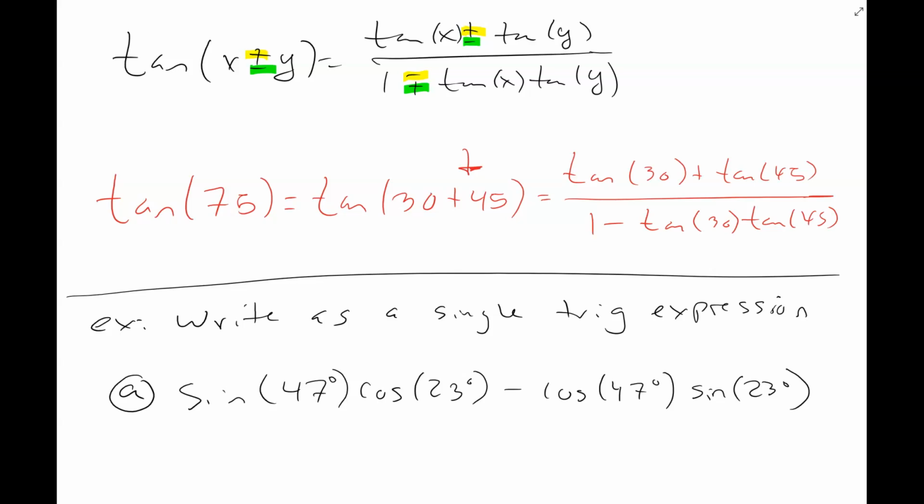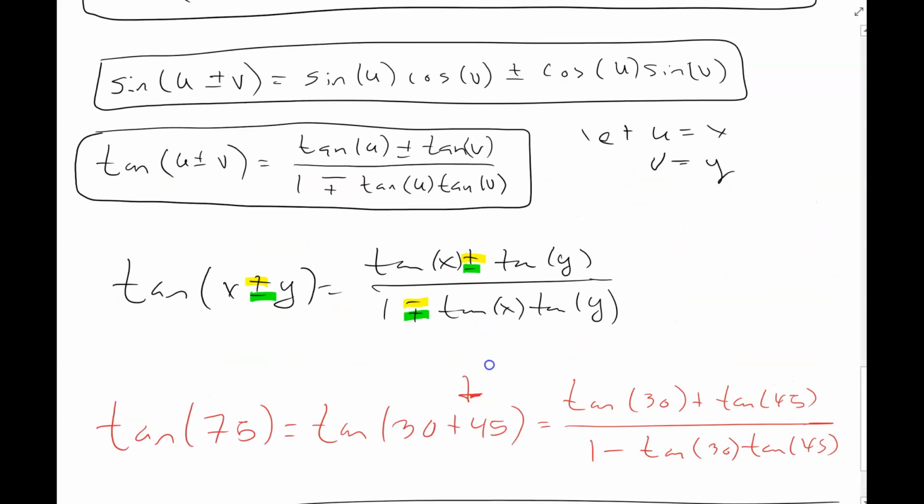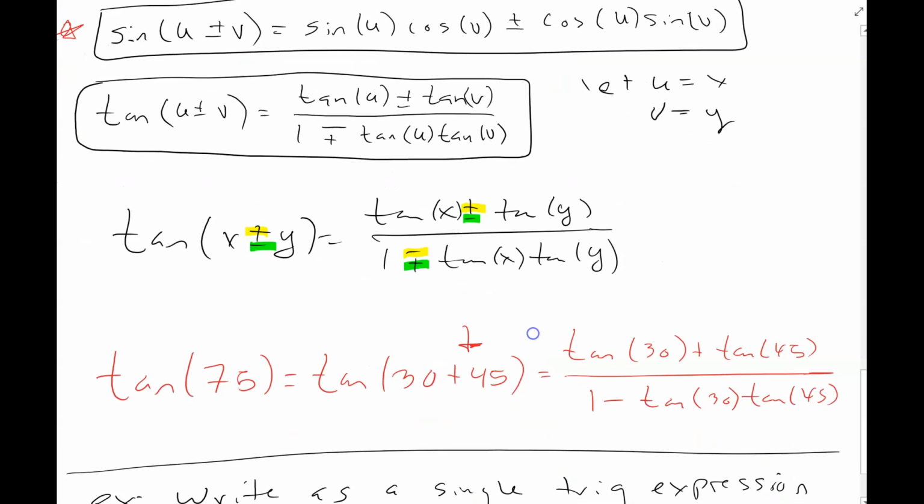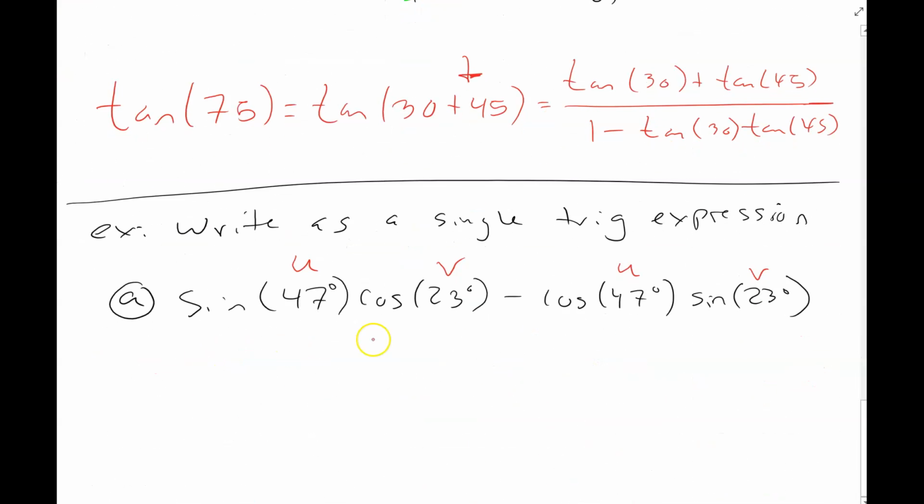So suppose I want to write this as a single trig expression. What I'm going to do is look at my identities and see if there's one that looks like this. I'm going to assume that U is 47 and V is 23. That looks like this one, right? Because we're subtracting here, this is going to equal sine of U minus V. So that's the sine of 47 minus 23, or just sine of 24. And we're done.